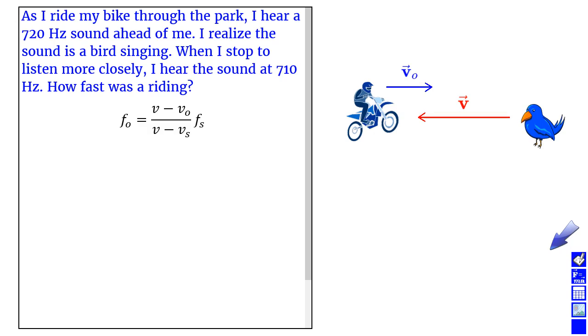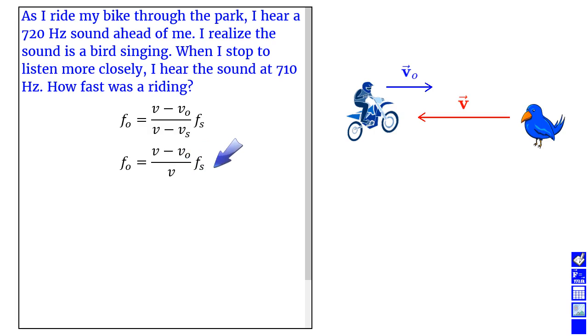Now the equation is exactly the same for the Doppler effect as it was in the previous example. What's different is that this time it's the source that has a velocity of 0, not the observer. So we're going to cross out the Vs, and if we simplify the formula, it's going to look a little bit different than last time. We're going to have to do some algebra this time.